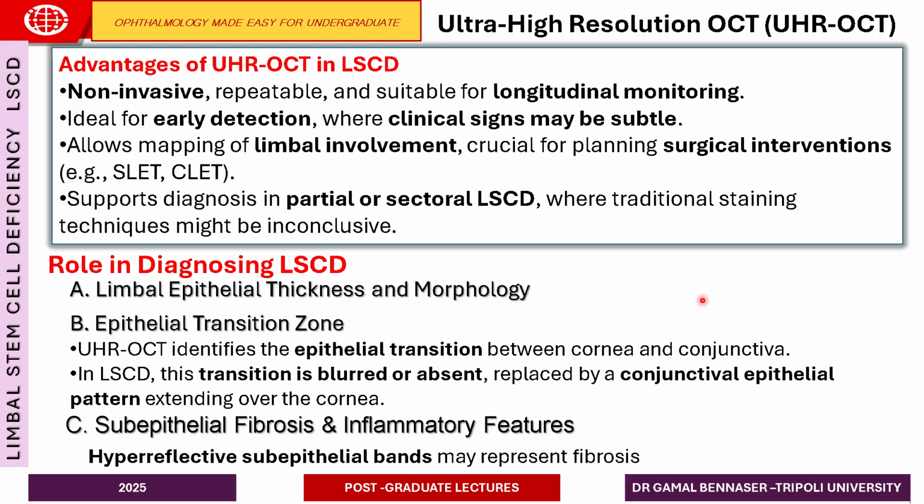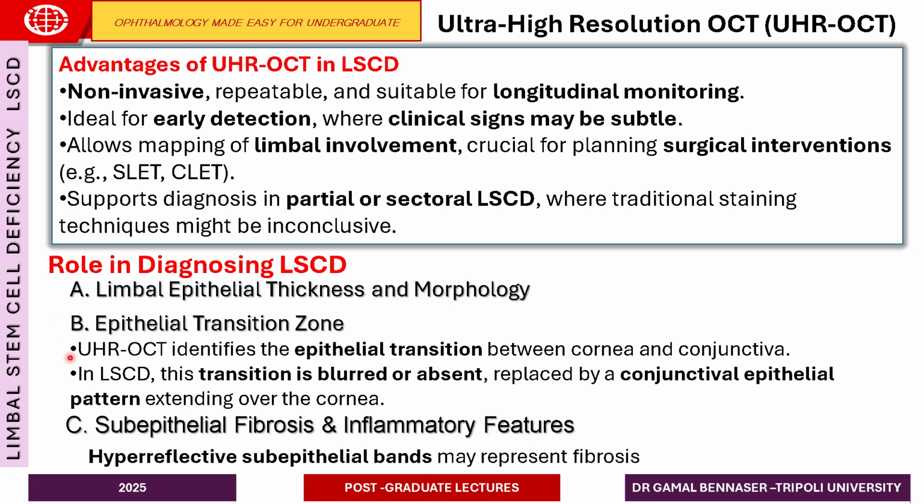So what are the things that we are going to see in the ultra high resolution OCT? We will see the limbal epithelial thickness. This is a very important sign: if you find decrease or irregularity of the limbal epithelium, this is an early sign of limbal stem cell deficiency. Also, what's known as the epithelial transition zone. Normally, there is a transition zone between the conjunctival epithelium and the corneal epithelium. And this zone becomes absent or replaced by a conjunctival epithelial pattern over the cornea if the patient has advanced limbal stem cell deficiency.